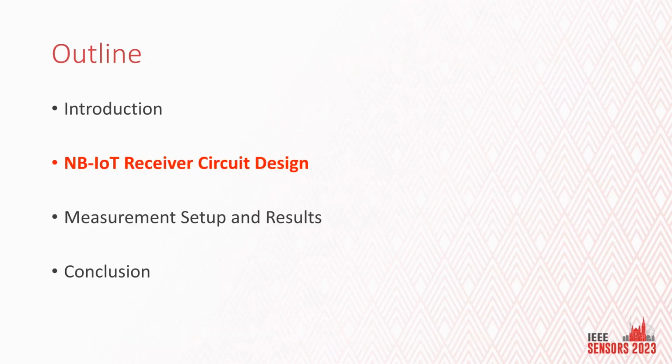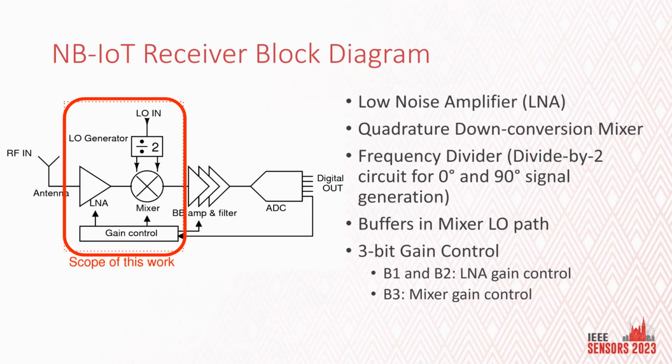So let us now talk about the circuit design. Here, the scope of the work shows that the circuit consists of a low noise amplifier, a mixer, which is a quadrature downconversion mixer, and a frequency divider, which is a divide by 2 counter, which generates 0 degree and 90 degree signals for the mixer. Also, additional buffers in the mixer LO path will be shown. And the authors have also achieved a 3-bit gain control, both for the LNA and the mixer.